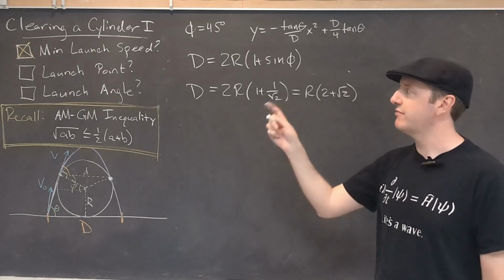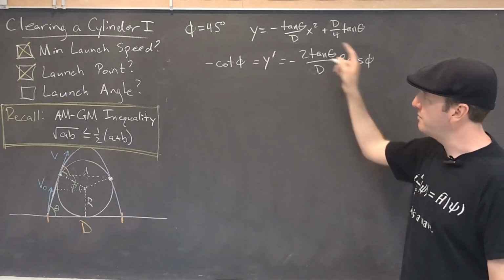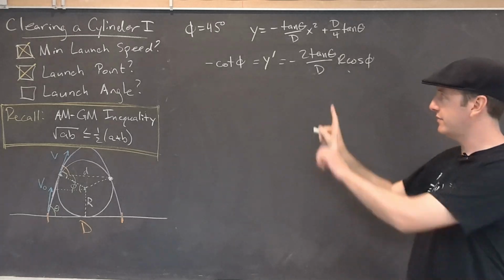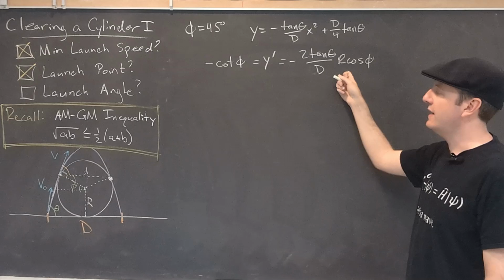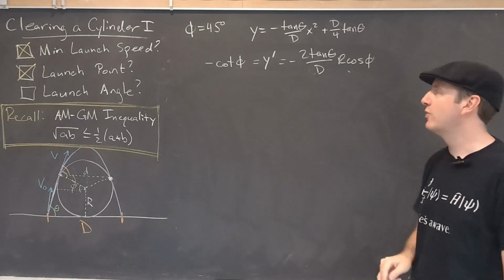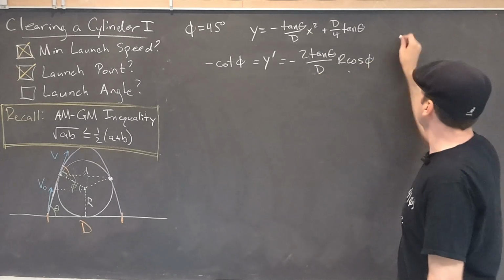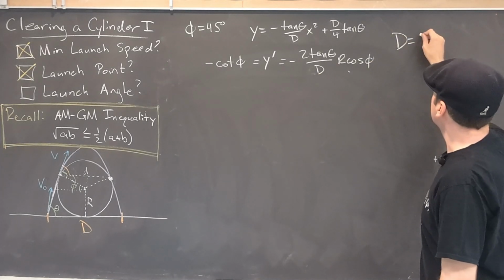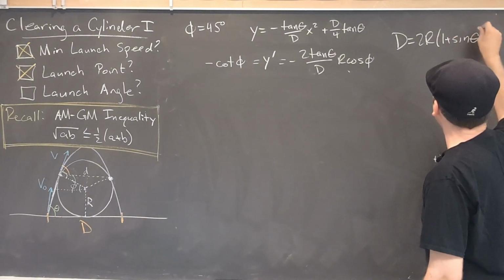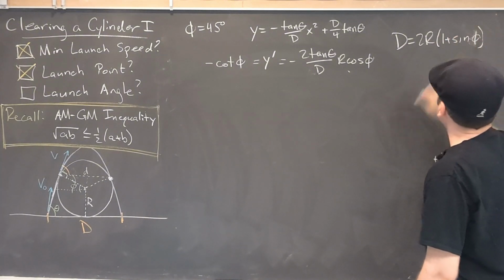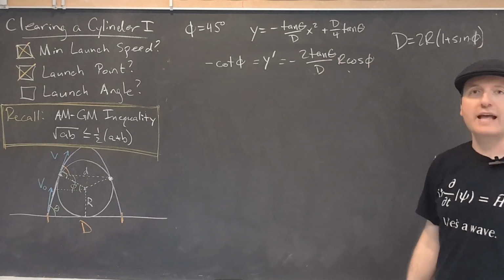Now let's finish this off by finding the launch angle. To finish things off, I'm going to go back to the equation for the derivative that I set equal to the circle's derivative and the parabola's derivative on either side. I've restored the original forms there. We now have this relationship for d, which is that it is 2r times 1 plus sine phi. And plugging that back in for d here lets us solve for tan theta.